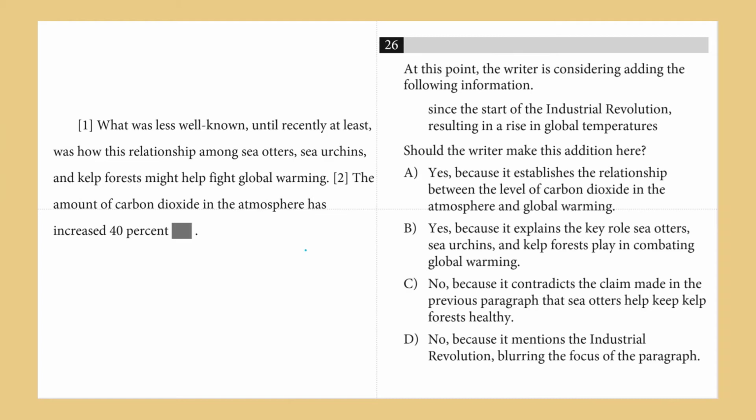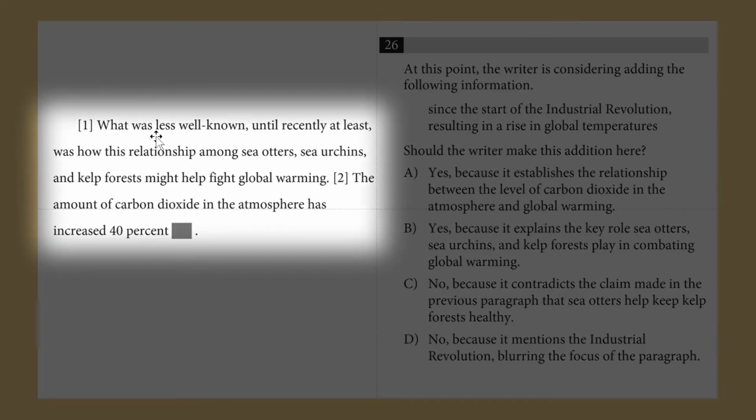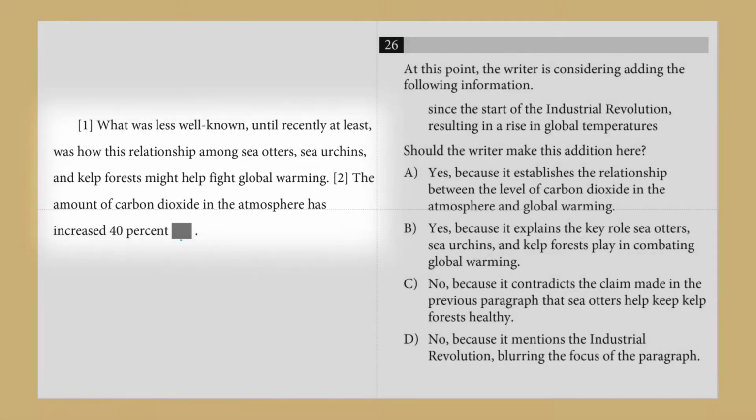This is an example of a relevance question. What was less well known until recently, at least, was how this relationship among sea otters, sea urchins, and kelp forests might help fight global warming. The amount of carbon dioxide in the atmosphere has increased 40%. And here's the question. At this point, the writer is considering adding the following information. Since the start of the Industrial Revolution, resulting in a rise in global temperatures. Now, this dependent clause is going to follow immediately after the 40%.